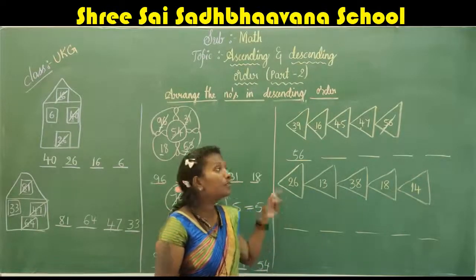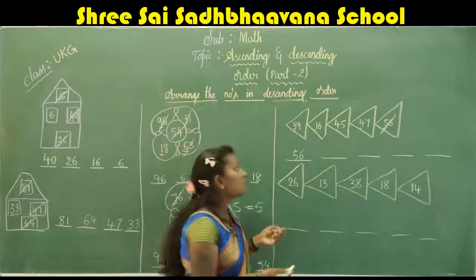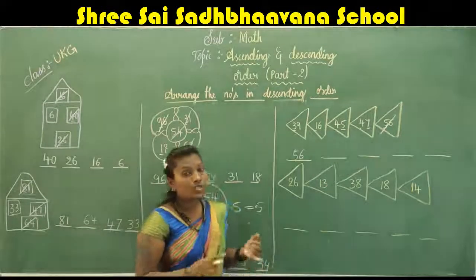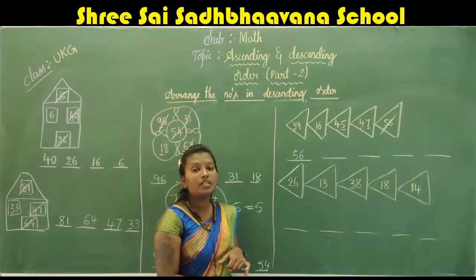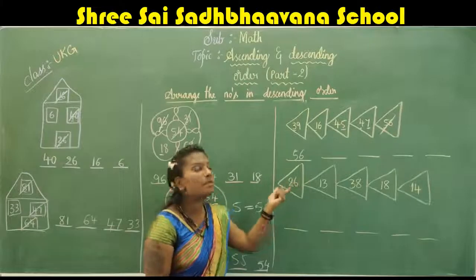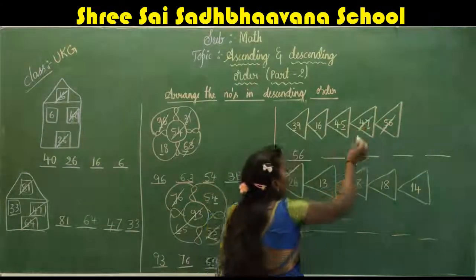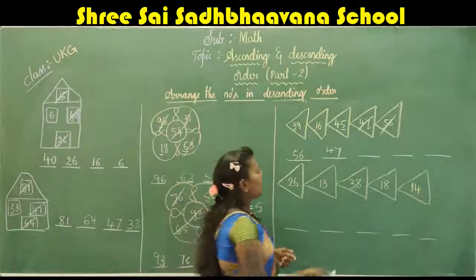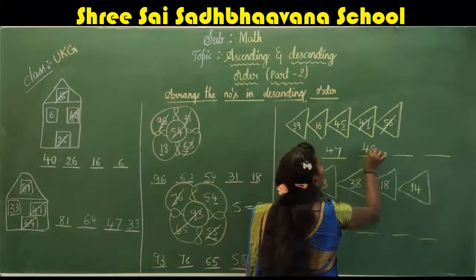No. Next we have to observe the ones place numbers also. So 5 is there, 7 is there. So 5 is smaller than 7. So 7 is the bigger number. So 47 is bigger than 45. So that number we have to write in the second place. And 45 is the third place.